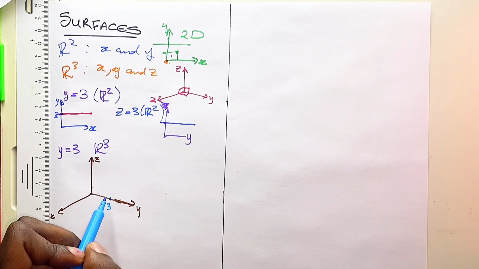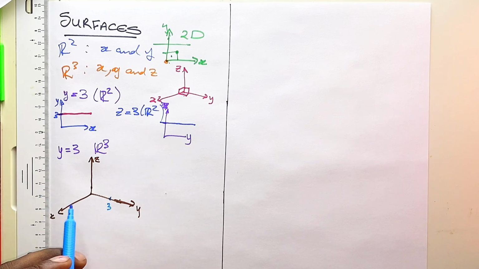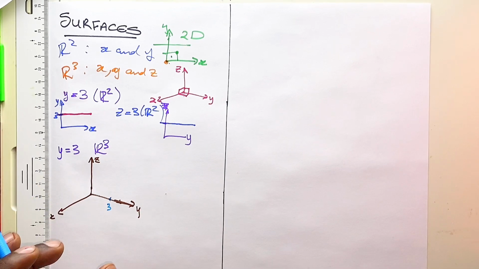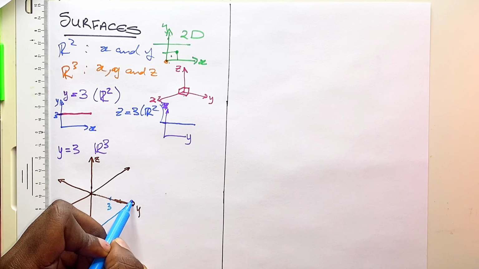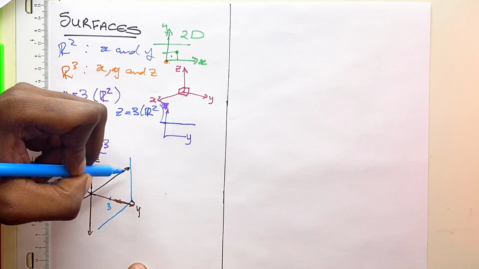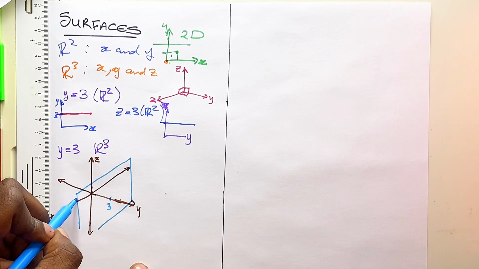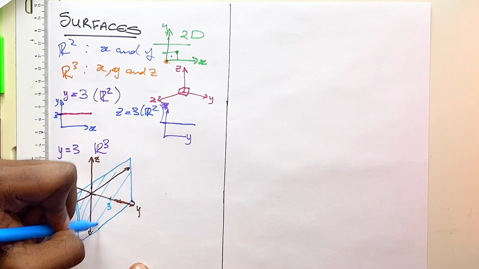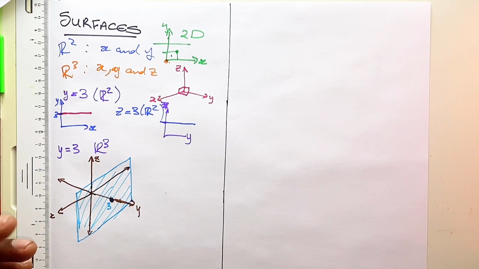Now in 3 dimensions, this does not only represent a line. We want all the points where the y coordinate is equal to 3. So how do we show that? It will go something like this. Then we'll go up, and then it will come down, and then it will come all the way down. Now we call this a surface, and this surface cuts this point at y equal to 3.